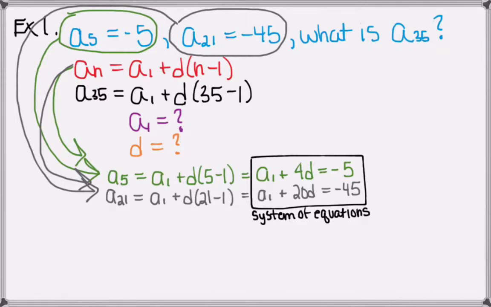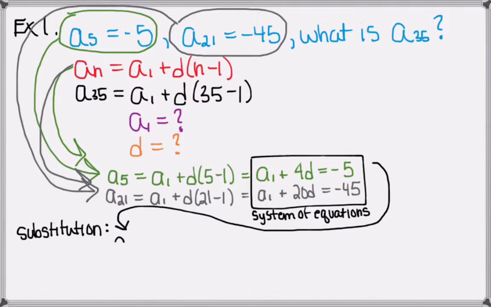You could use the elimination method, the substitution method, you could even use matrices. For this example, I'm going to use the substitution method. I'll start by isolating the a sub 1 in the first equation. To do that, I'll subtract 4d from both sides. That gives me a sub 1 is equal to negative 5 minus 4d.